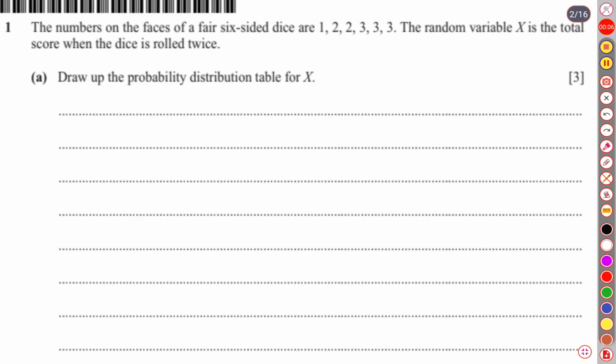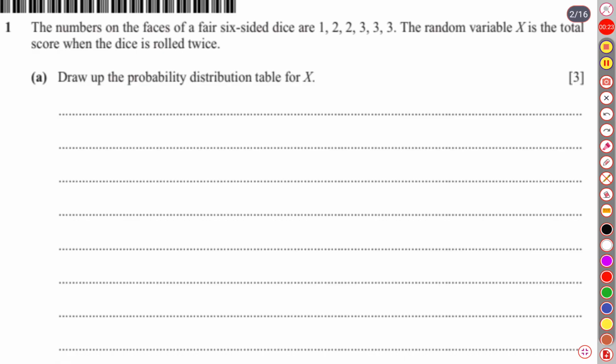Today we are going to solve two questions from Probability and Statistics 1. And the questions belong to paper 9709/53 for the session May June 24. Let's go through question number 1.